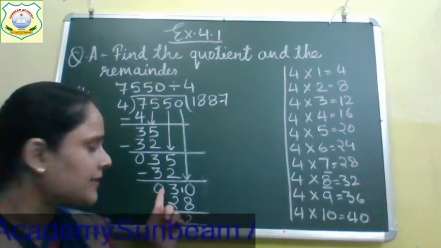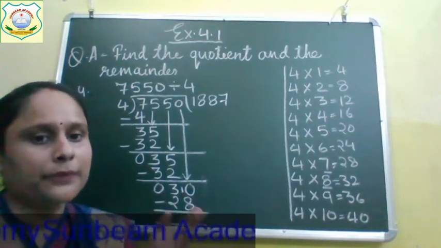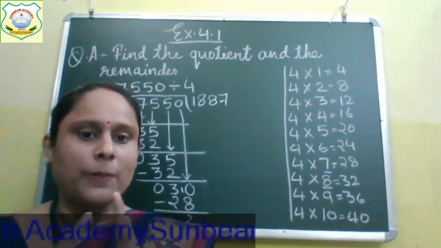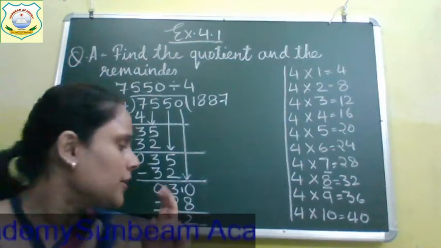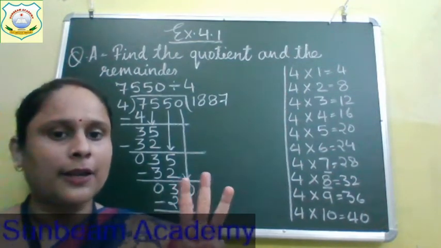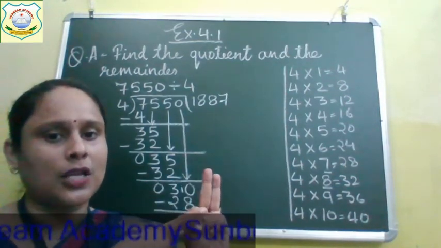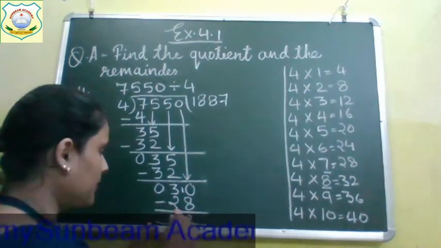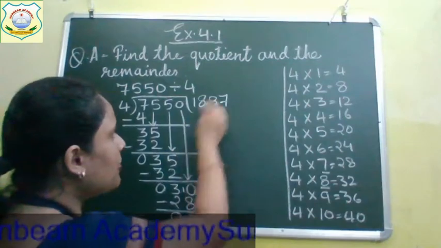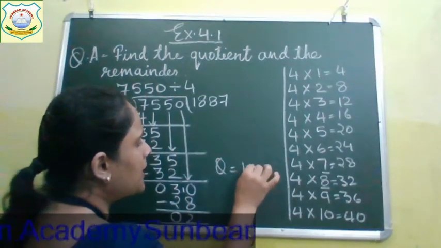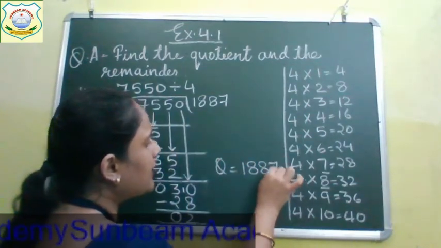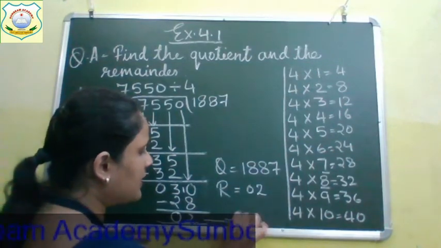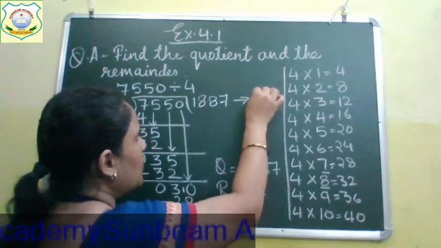3 has given 1 to us, now 3 will become 2. If you are having 2 rupees and you gave 1 to me, you will be having only 1 rupee. In the same way, 3 was having 3 rupees, 3 has given 1 to 0, now it's 2 rupees only. 2 minus 2 is 0. So now how much is the quotient? 1887 is the quotient and remainder is 2.